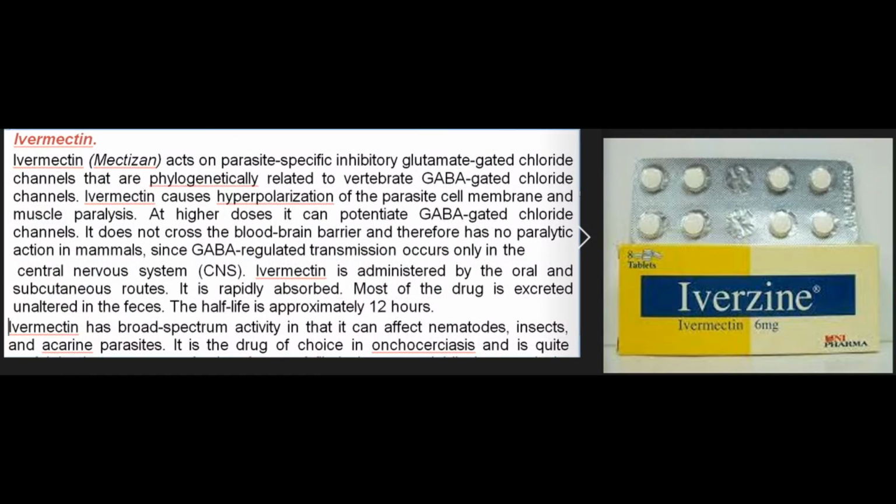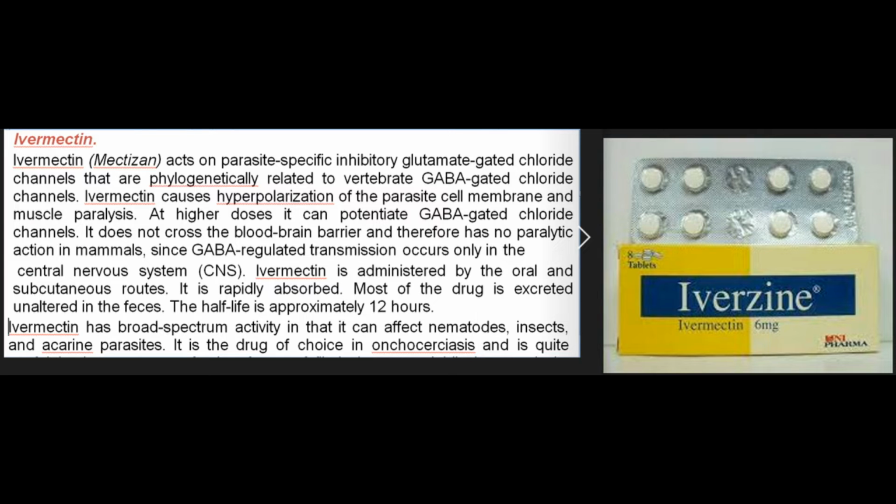Ivermectin. Ivermectin, Mectizan, acts on parasite-specific inhibitory glutamate-gated chloride channels that are phylogenetically related to vertebrate GABA-gated chloride channels. Ivermectin causes hyperpolarization of the parasite cell membrane and muscle paralysis. At higher doses it can potentiate GABA-gated chloride channels. It does not cross the blood-brain barrier and therefore has no paralytic action in mammals, since GABA-regulated transmission occurs only in the central nervous system, CNS.